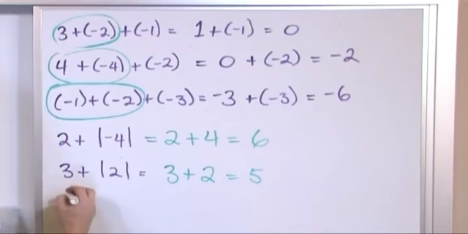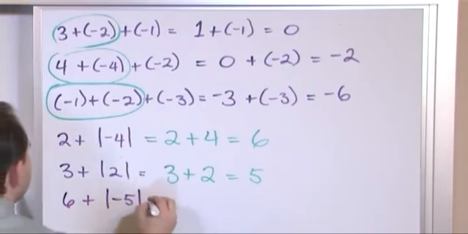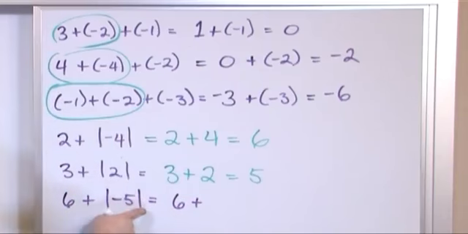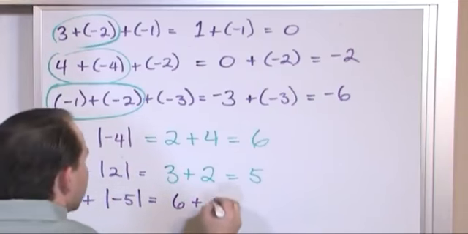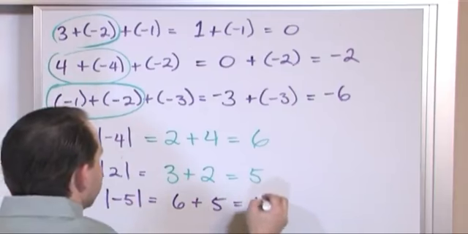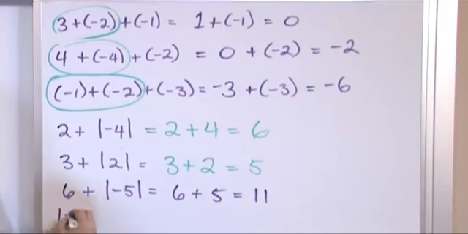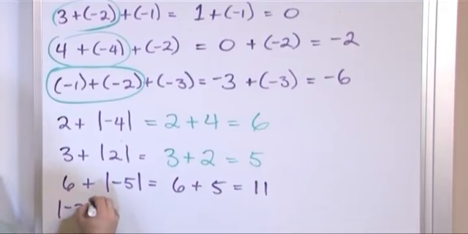We'll do one more like this. We'll say 6 plus absolute value of negative 5 is equal to 6 plus, what's the absolute value of negative 5? It's just going to be a positive 5. And 6 plus 5 is always going to be 11. I lied to you. Let's do one more with the absolute value. Negative 3 plus negative 2.